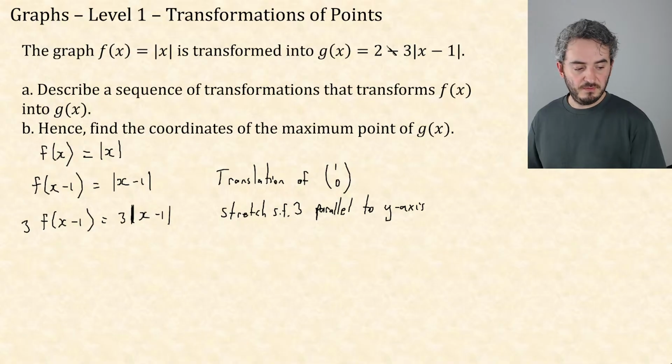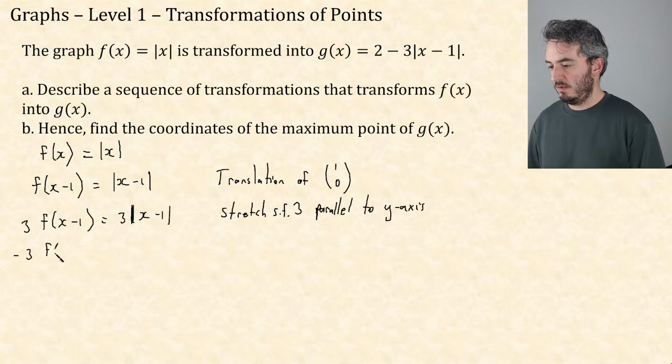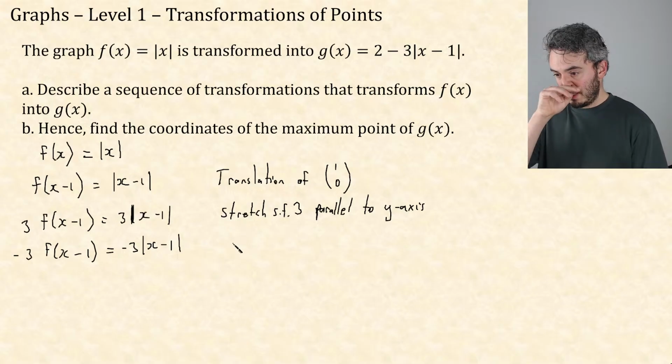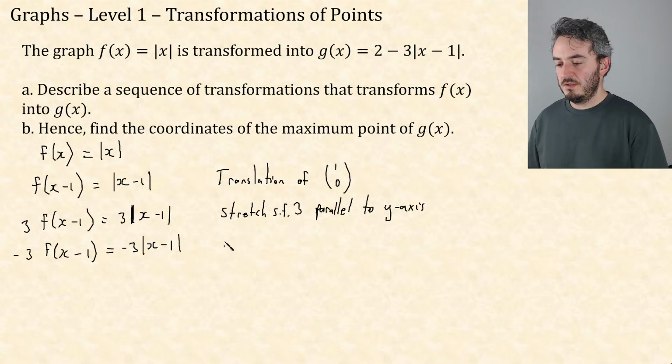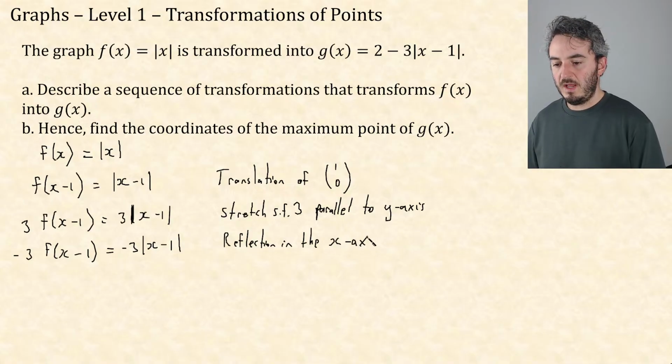Next, I see a negative there. So minus 3 f of x minus 1 equals minus 3 mod x minus 1. That's a minus on the outside, so that's a reflection in the x-axis. Laying out step by step just guarantees that you're not going to mess this up.